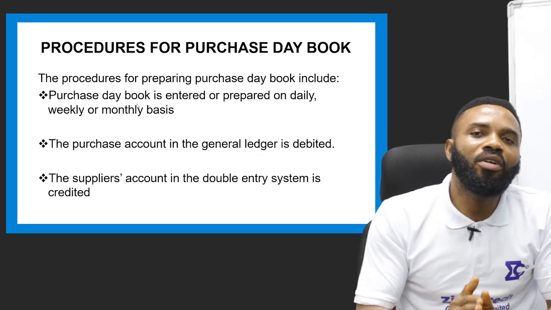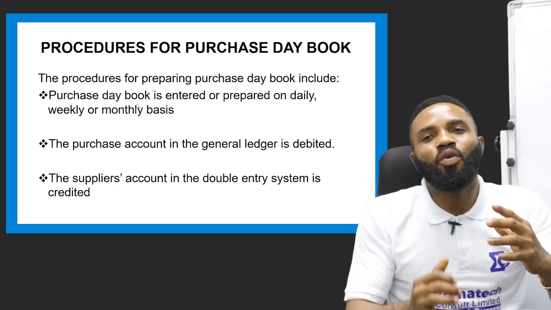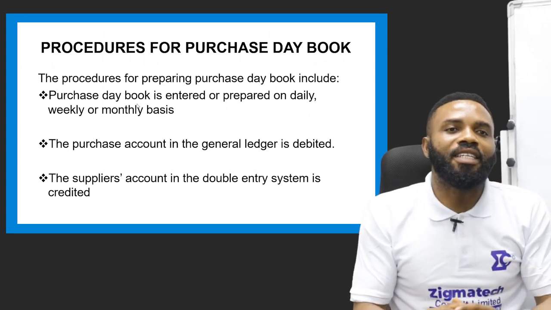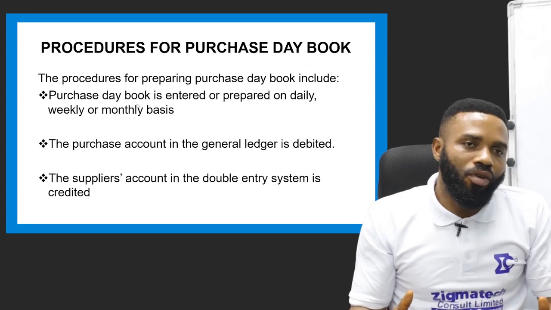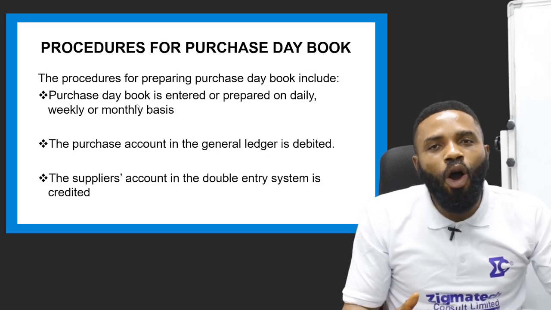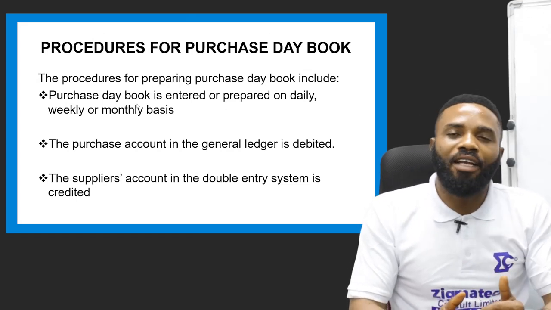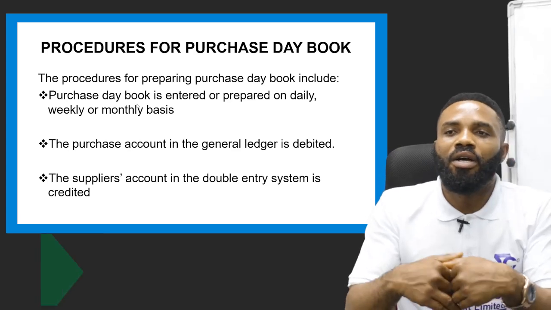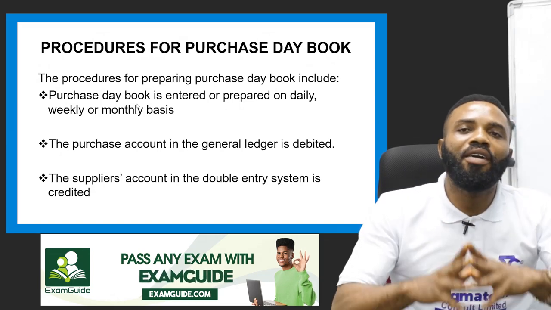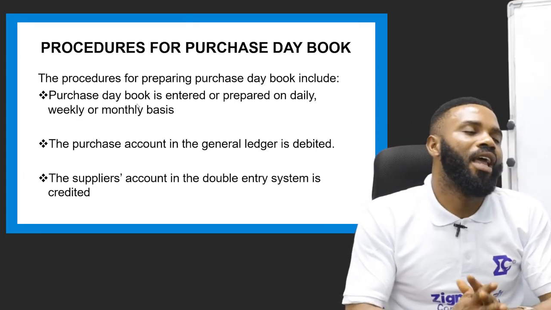Now, the second thing is that the purchase account in the general ledger is debited. Like we have explained earlier, you are going to add up everything that you have bought on credit and then post it in the general ledger. The general ledger is what we call the principal book, the book of books. It is the ledger that contains all other accounts in the organization. So when you open your ledger, you see the likes of sales account, purchase account, returns account, and so on. But for the purchase day book, whatever you have at the end of the period must be transferred and debited in the purchase account.